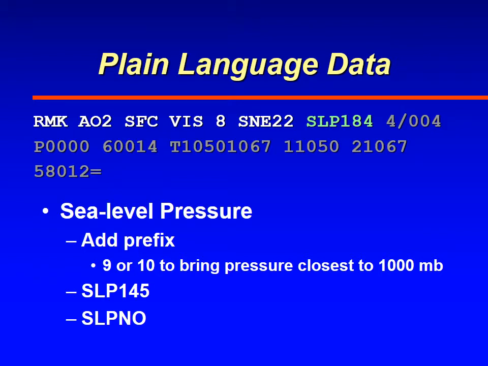More plain language data, they will also include sea level pressure, and you've probably seen this from Atmospheric Science 110 or other meteorology classes that you've taken, where they give you a contraction SLP telling you sea level pressure, and then you have to add a 10 or a 9 to the beginning of those numbers to get the pressure in millibars closest to the nearest tenth of a millibar. Usually it's pretty close to 1,000, so you use your own judgment to figure out that. If they don't report sea level pressure, you may see SLP no.